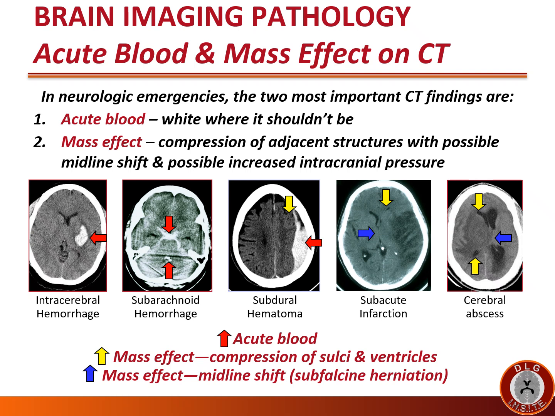The fourth image shows swelling causing both mass effect with compression of sulci and ventricles and mass effect with midline shift. And the fifth image likewise shows swelling with the yellow arrows showing compression of sulci and ventricles and the blue arrow showing mass effect. The fourth image is from a subacute infarction, and the last one depicts a cerebral abscess with vasogenic edema.